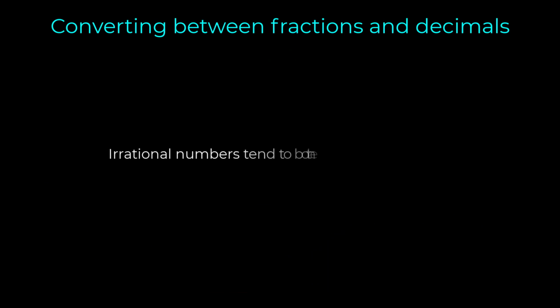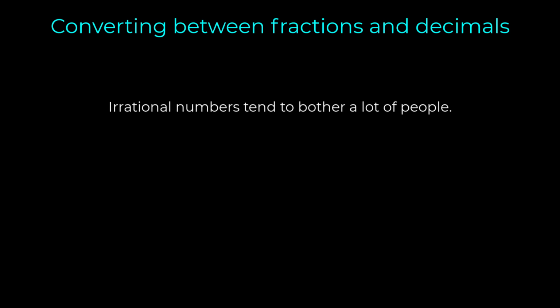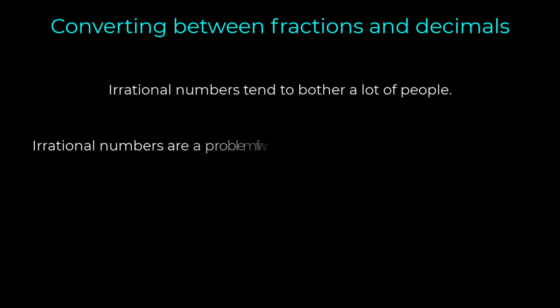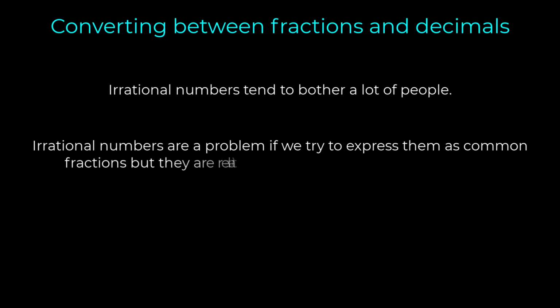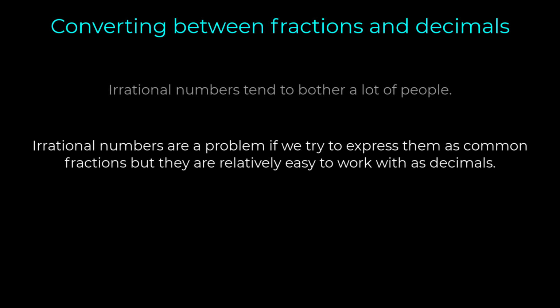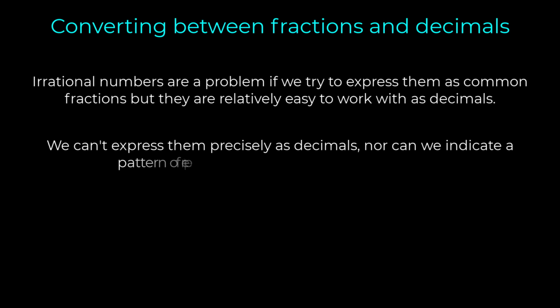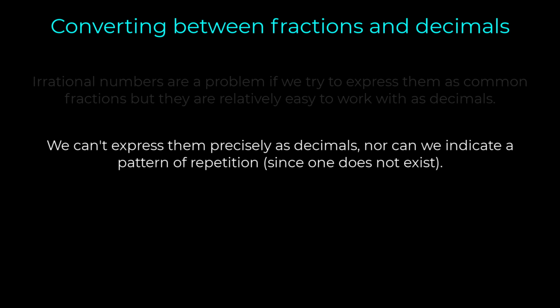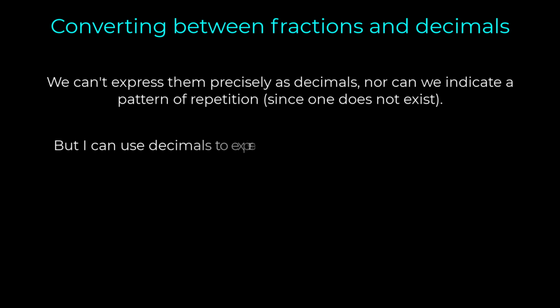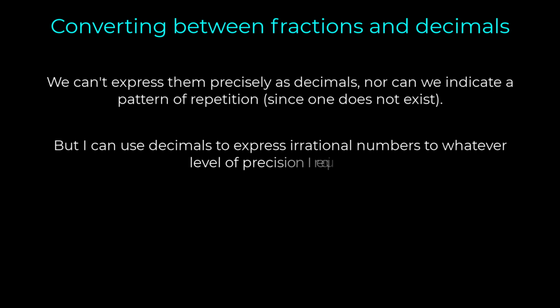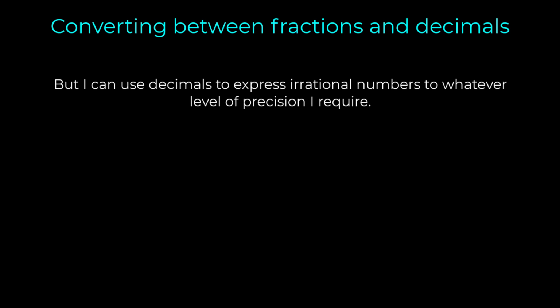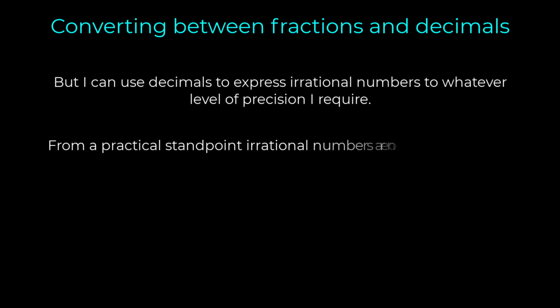Irrational numbers tend to bother a lot of people, in fact, probably most people. There is a reason that we call illogical actions or people irrational. Irrational numbers are a problem if we try to express them as common fractions, but they are relatively easy to work with as decimals. We can't express them precisely as decimals, nor can we indicate a pattern of repetition since one does not exist, but I can use decimals to express irrational numbers to whatever level of precision I require. So from a practical standpoint, irrational numbers are not particularly difficult to work with.